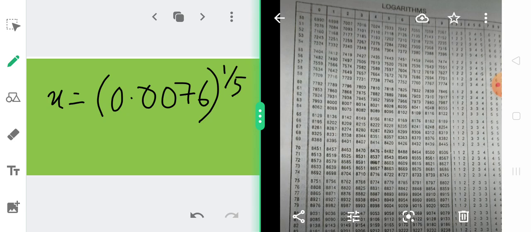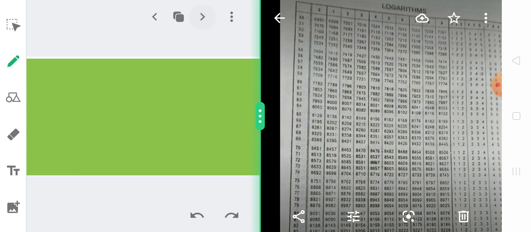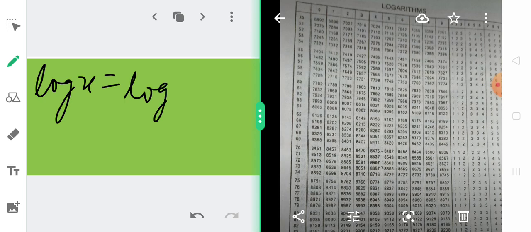So that's why I'm showing the log table side by side, so that it becomes a bit convenient to solve it very quickly. Okay, so now if x is equal to 0.0076 raised to the power 1 by 5, we will be taking log on both sides. So taking log on both sides, we get log of x equal to log of 0.0076 raised to the power 1 by 5.